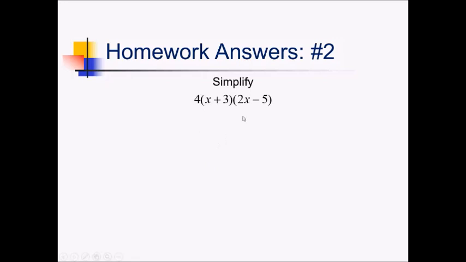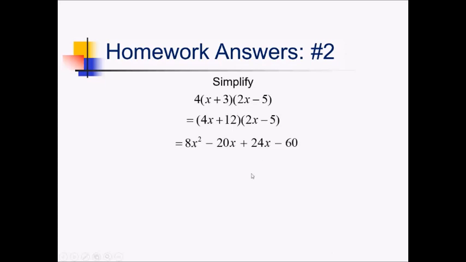In order to multiply all of this stuff together, I have to go 2 things at a time. So I'm going to multiply the 4 and the x plus 3 together by distributing the 4. So that's going to be 4x plus 12, and I'll put that in parentheses. Next, I'm going to multiply these 2 parentheses together. So I've got 4x times 2x, that gives me 8x squared. 4x times negative 5 is negative 20x. And then we have 12 times 2x for 24x. Finally, 12 times negative 5 for negative 60.